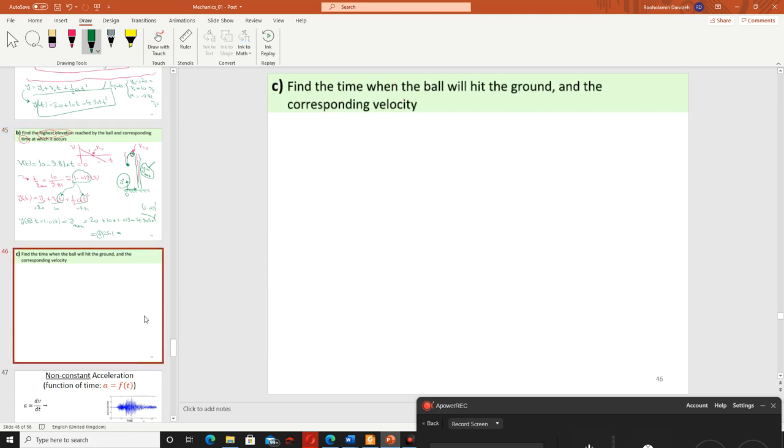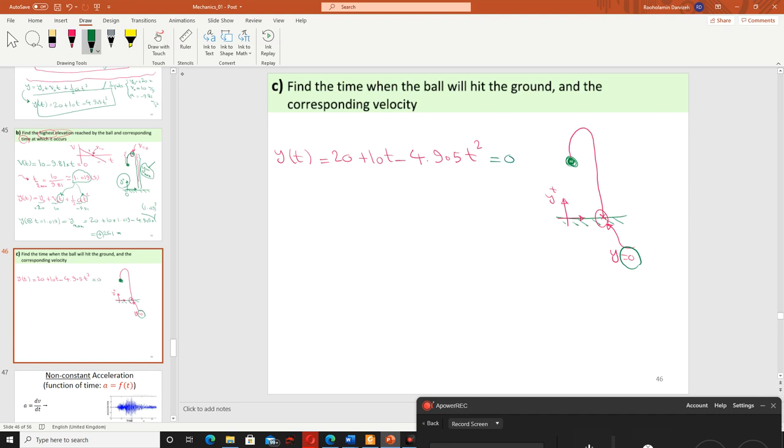Part C, we need the time. This is my particle, it goes upward and downward. We want the time that the particle hits the ground. The condition for this point is y is equal to 0. And if I put my y(t), which is equal to 20 plus 10t minus 4.905t squared, this is what we worked out in the last part of the solution, I need to put this equal to 0, because this is the condition for when the object hits the ground.